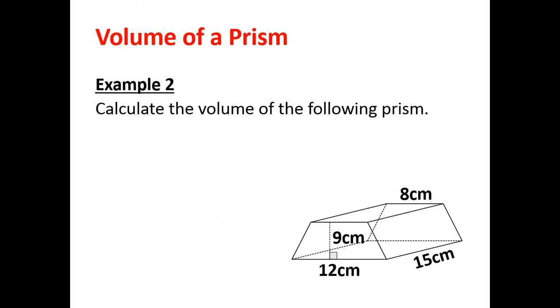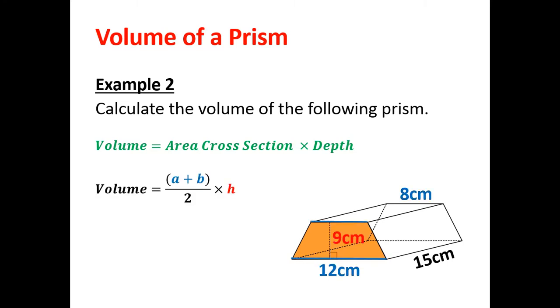Right, example number 2. Calculate the volume of the following prism. Well, the volume is equal to the area of the cross-section multiplied by the depth. I hope you recognize that the cross-section is a trapezium. This is called a trapezium prism. To work out the area of a trapezium, we need to calculate bracket a plus b bracket all divided by 2 multiplied by the height. A and b are the two parallel sides on the trapezium.